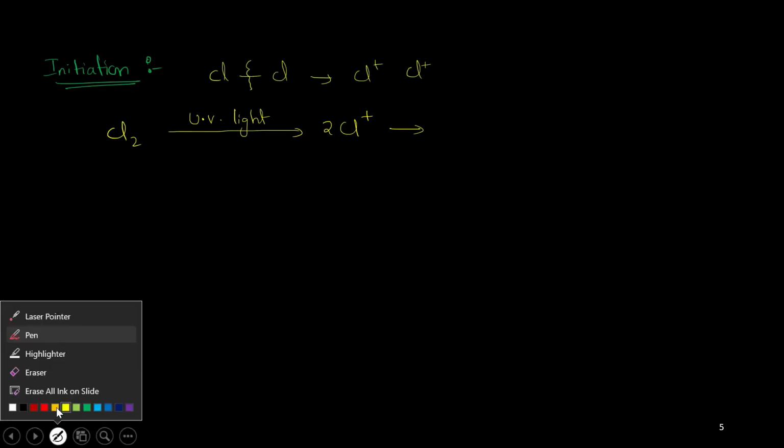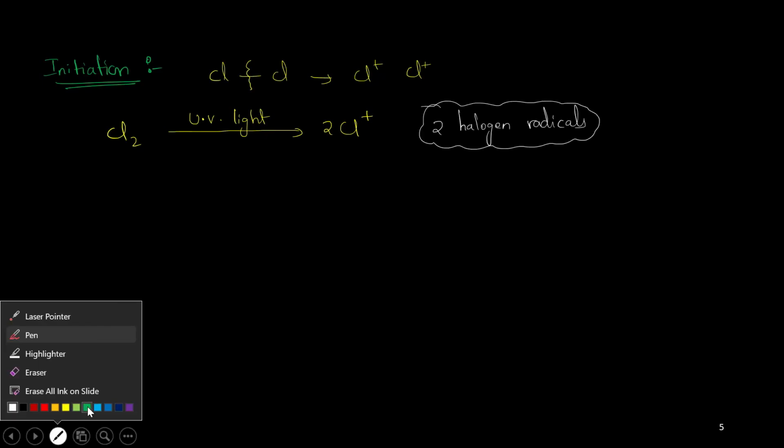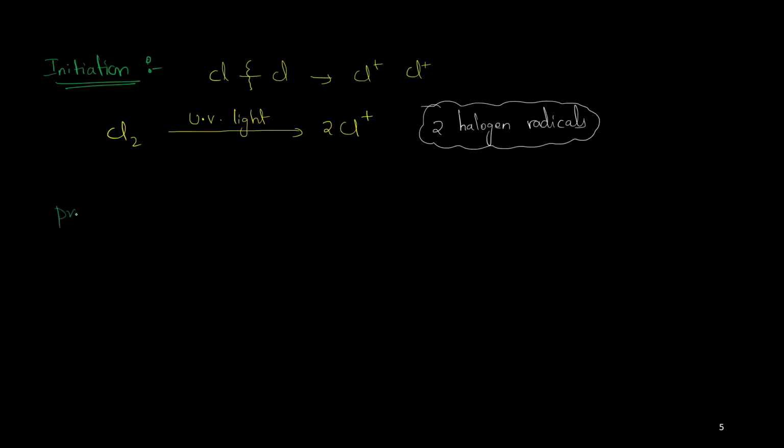So remember, this is set as 2 halogen radicals. So step number 1, that is initiation. In the initiation, we are breaking the bond between the chlorine molecule and making 2 chlorine radicals or 2 halogen radicals. So in the initiation, we are synthesizing halogen radicals. Once we're done with that step, next we'll follow with the step called the propagation.